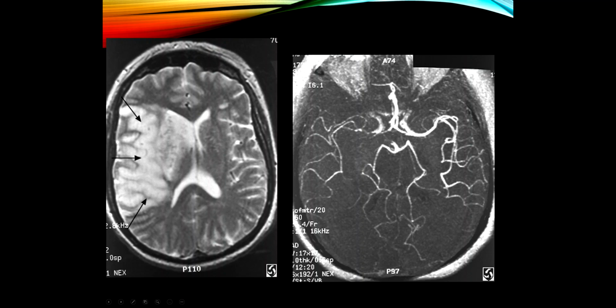Okay, we don't need the arrows here, do we? But this is a large right middle cerebral artery stroke, and on an MR angiogram, we can see stenosis here of the right middle cerebral artery.